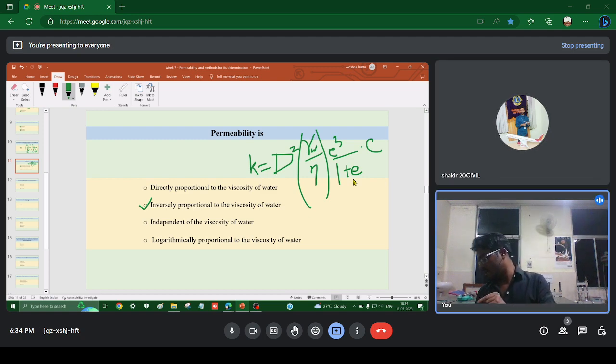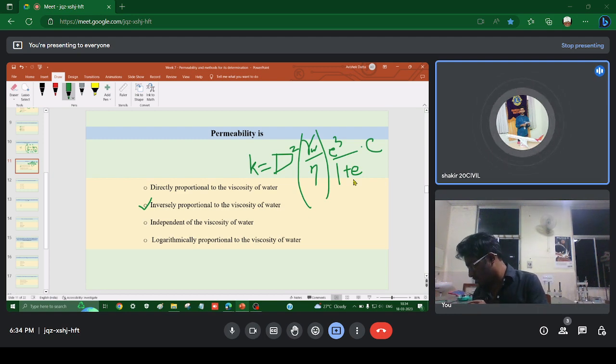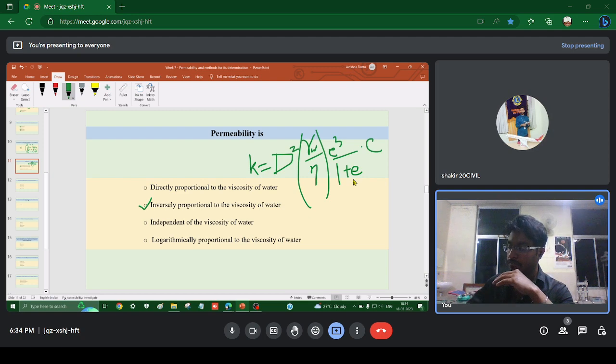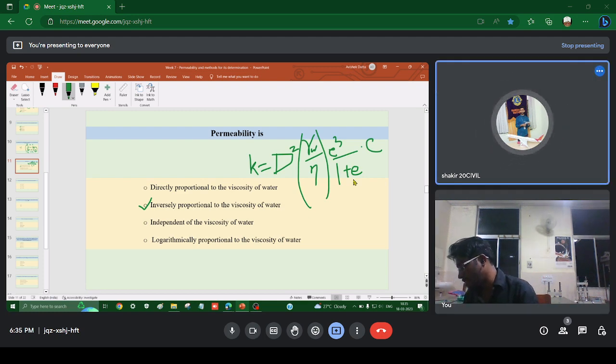You know this equation, right? Sir, no, different equation. What is the equation you know? K is equal to 1 by K K, K K is constant, into 1 by eta, into 1 by specific surface, into n cube, into n square constant. Your voice is breaking, just take it slow.